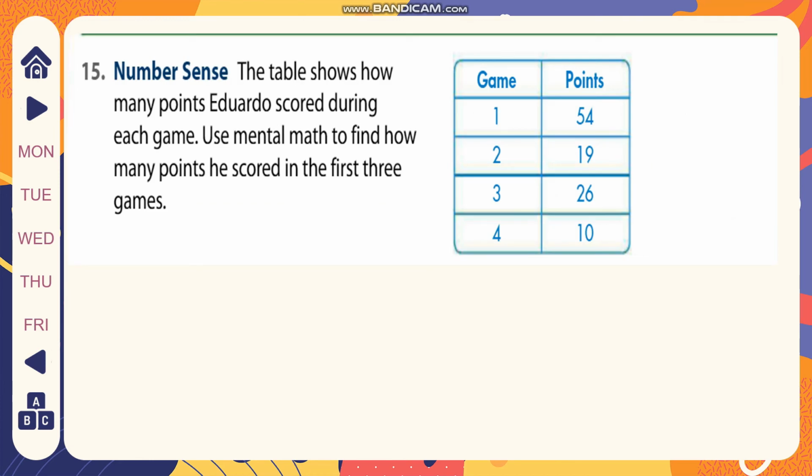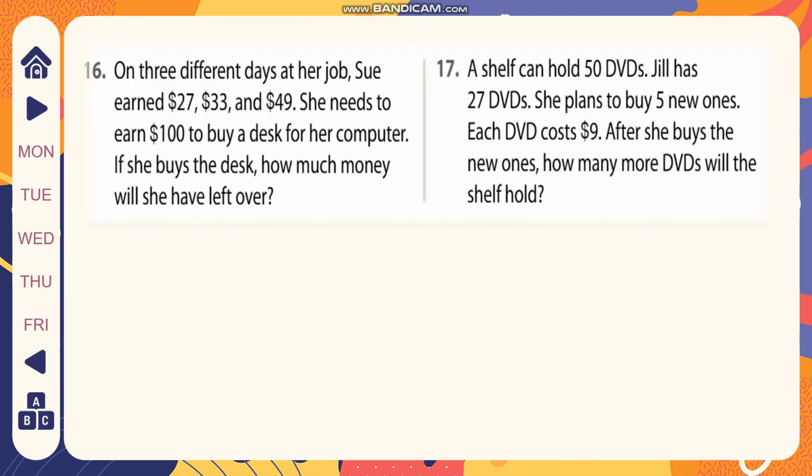The table shows how many points Eduardo scored during each game. Use mental math to find how many points he scored in the first 3 games. So the first 3 games are 54, 19, and 26. So the answer is 99 because 54 plus 26, that is equivalent to 80, then plus 19, that is equivalent to 99.